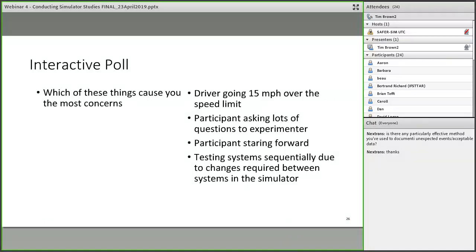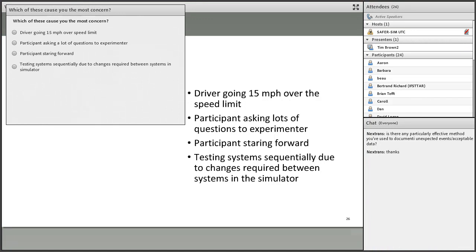Jacob, we've got our next interactive poll. We're going to throw up a question here and figure out, as a researcher, which of these things do you think might be a problem and which causes you the most concern?